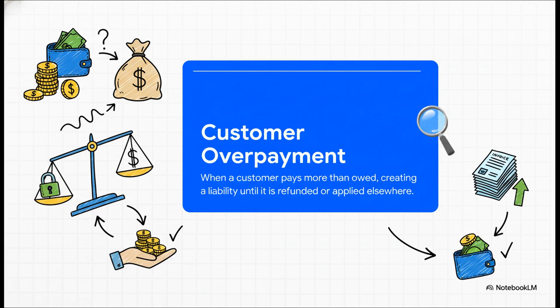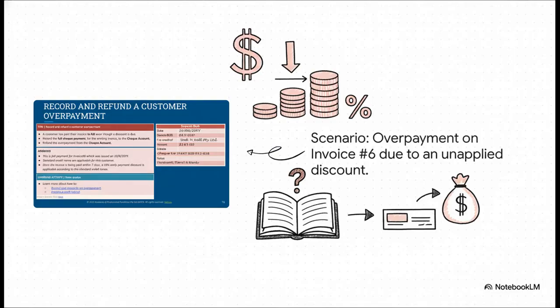From an accounting standpoint, this excess amount is recognized as a liability, as the business has an obligation to either refund the funds or apply them as a credit to the customer's account. The source material provides a specific case study. An invoice for $165 was subject to a 10% early payment discount. However, the customer paid the full invoice amount. This resulted in an overpayment which requires reconciliation.